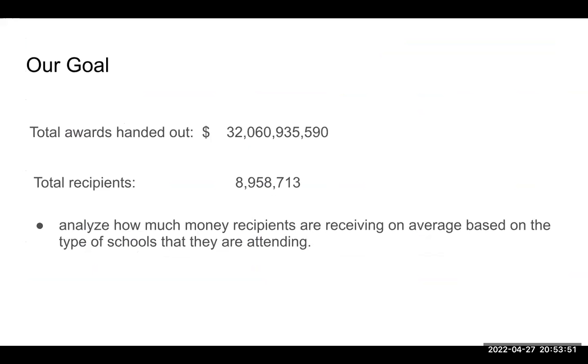So some quick stats about this data set is the total awards that were actually handed out. They sum to around $32 billion, and there were around 9 million total recipients. So our purpose here is to analyze how much money these recipients are receiving on average, based on the type of schools that they are attending.